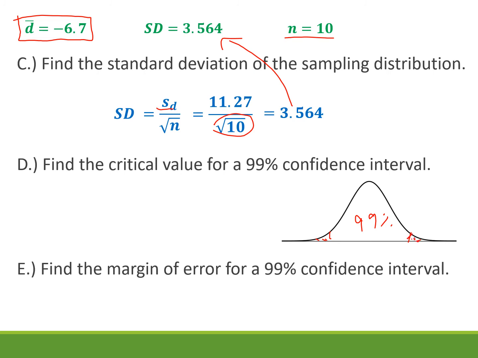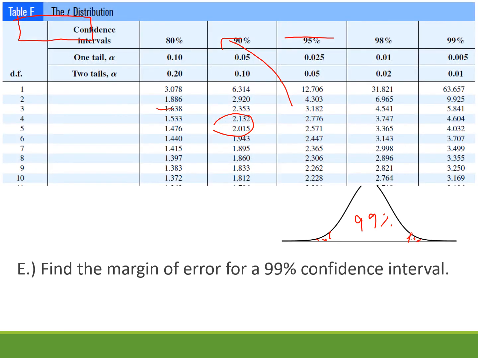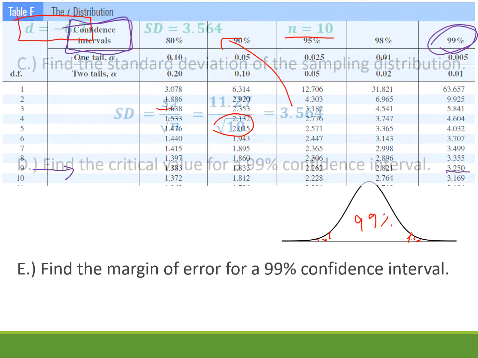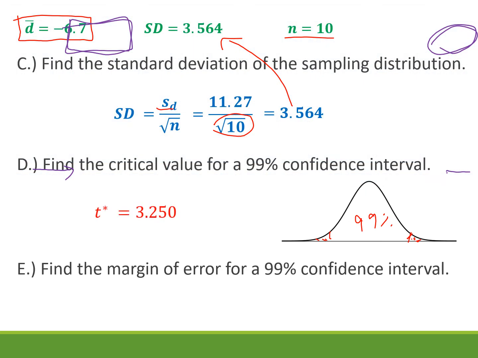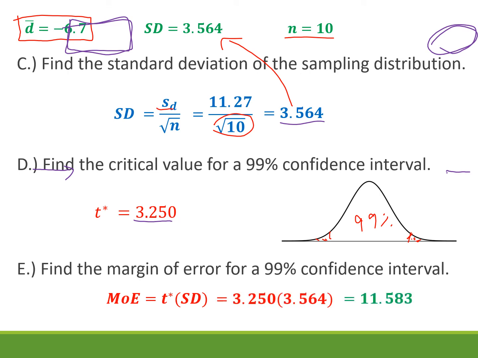That's particularly important for z-score problems. For t-score problems, we just go to our table. We look up here at confidence intervals. 99%, 9 degrees of freedom, one less than the sample size. So our critical value is 3.250. Margin of error is always the test statistic times that standard deviation. 3.250 times 3.564, margin of error is 11.583.